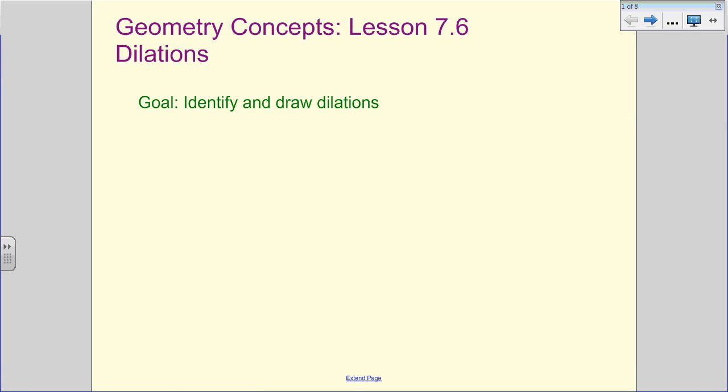Ladies and gentlemen, we're going to take a look at dilations. I believe this is our last transformation of geometry concepts, and so we're going to take a look at that. So what you want to be able to do is to identify a dilation and then draw dilations from that, be able to find using scale factors. And so it fits quite nicely with similar triangles.